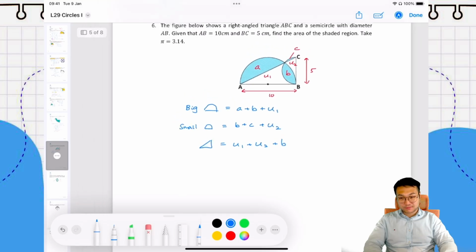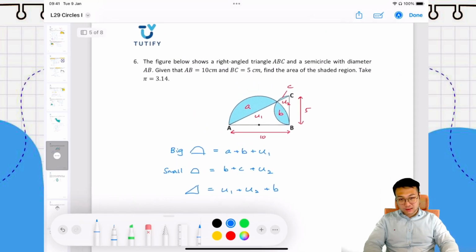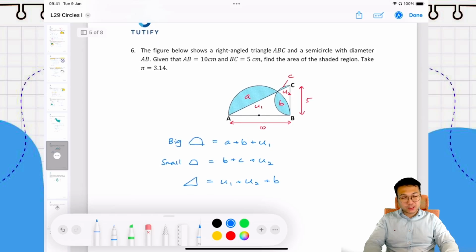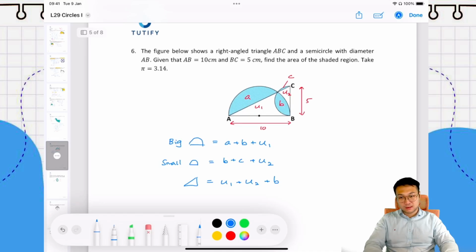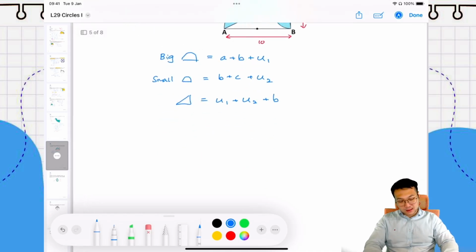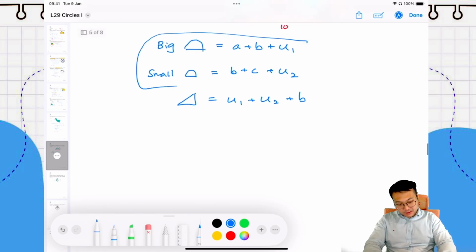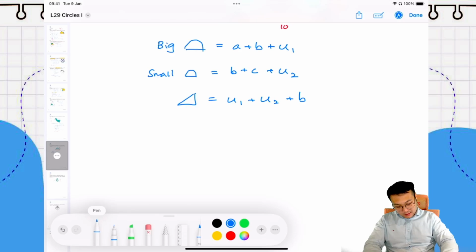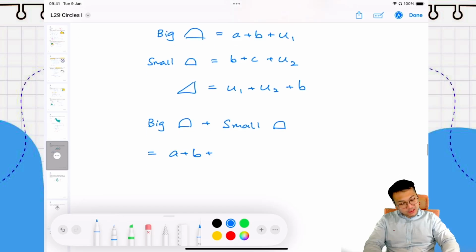Now, students, they want you to find the area of the shaded region. Shaded region, A plus B plus C. That's what they want. Let's try to add up the big and the small semicircles. So big semicircle plus small semicircle, what do you get? You are going to get the big semicircle A plus B plus the unshaded part 1, and the small semicircle, which is B plus C plus the unshaded part 2. And then you notice something. If I were to rearrange the alphabets, what do I get?